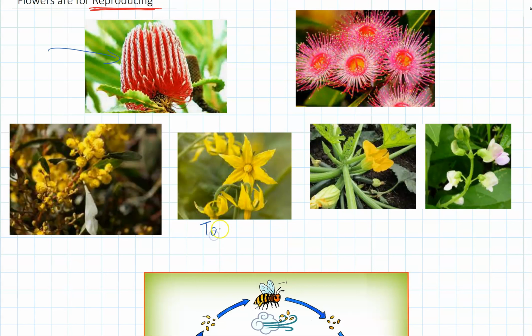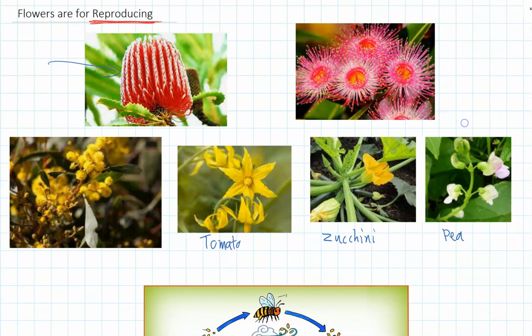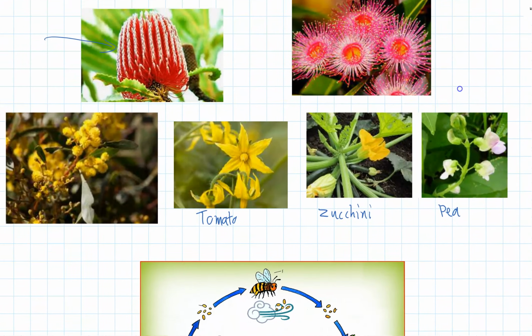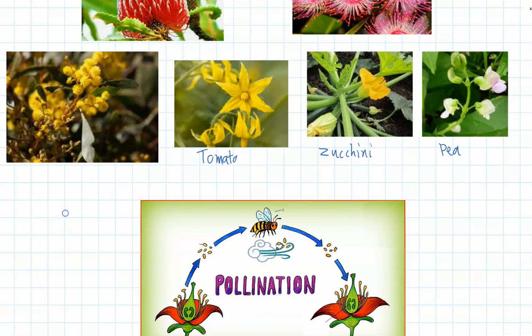So some of these flowers up here are actually from vegetables. These are tomato flowers. These ones here are zucchini flowers. You might have actually eaten those. Zucchini flowers are edible. And these are pea flowers. So even if you don't know much about them, flowers are really important for our society as humans.